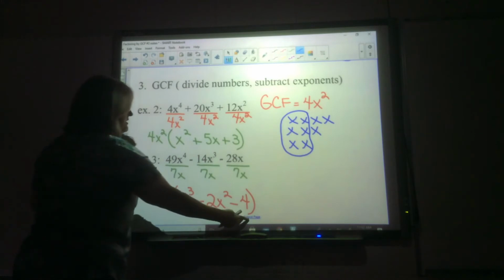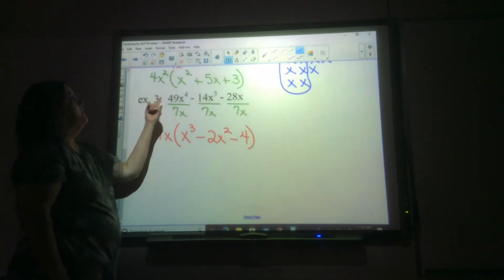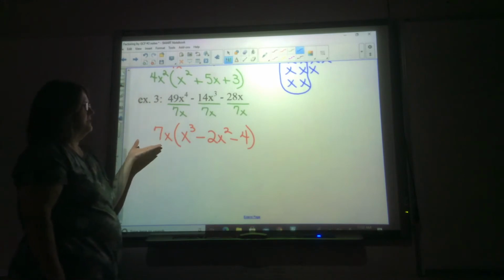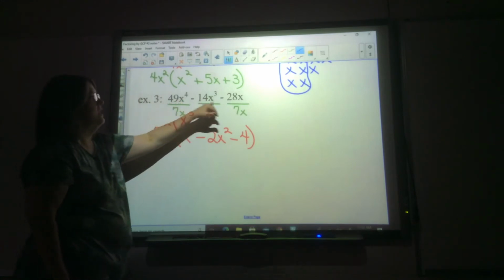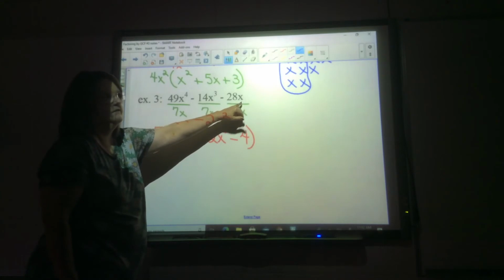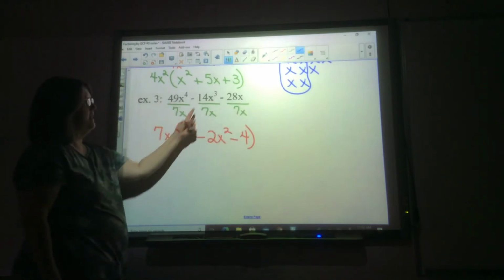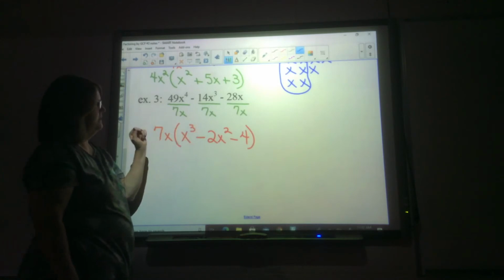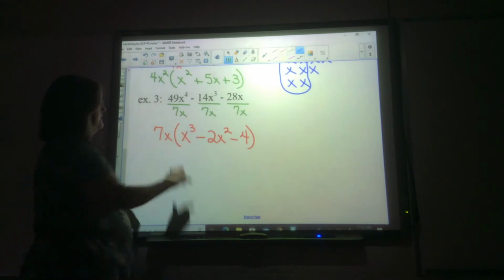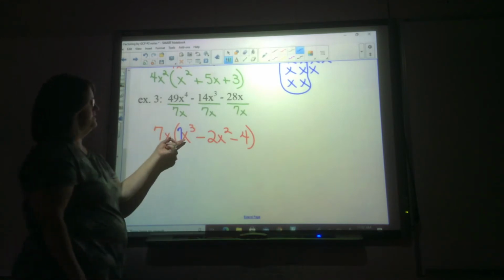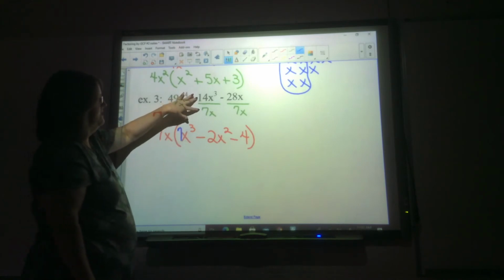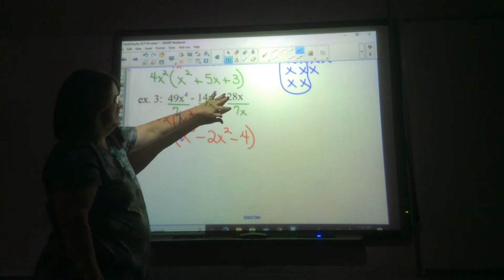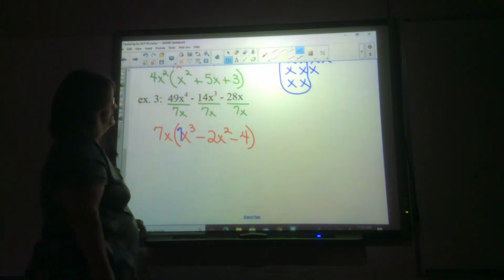All right. I do the same thing with this one. With 49, 14, and 28, the largest number that comes out is 7. The largest variable is x to the first, so I take that out. I divide each term by 7x. So 49x to the 4th divided by 7x gives me 7x to the 3rd. 14 divided by 7 gives me 2. x cubed over x is x squared. This is 4, and the x is going away.